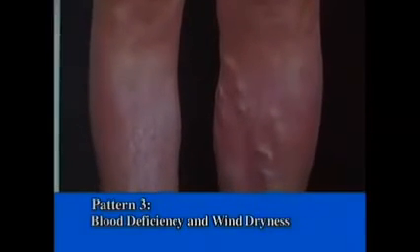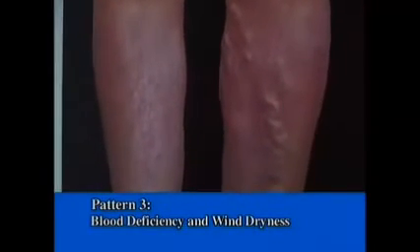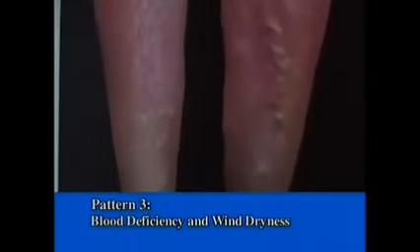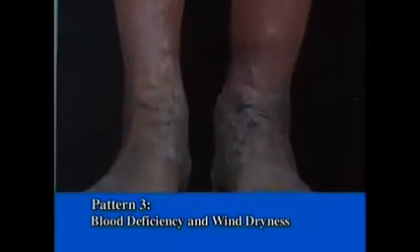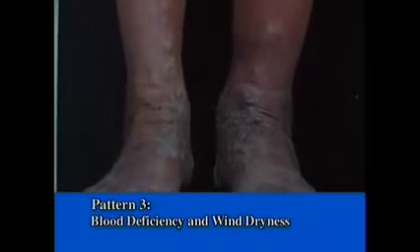Pattern 3. Blood deficiency and wind dryness. The primary symptoms of this pattern are a long disease course, recurrent attacks and lesions that are thick, rough, and dark, or hyperpigmented.